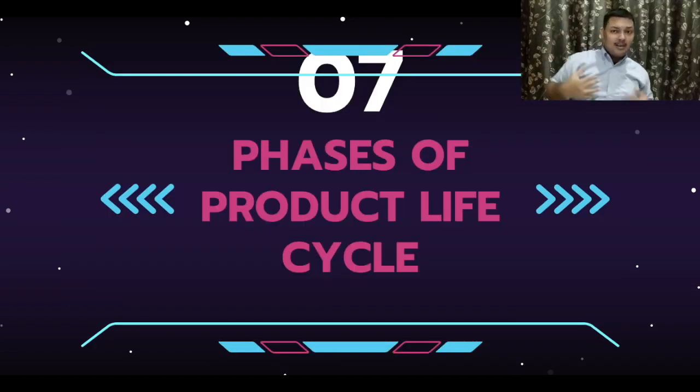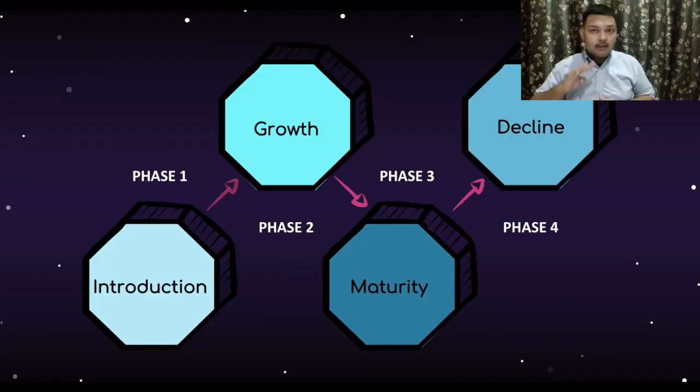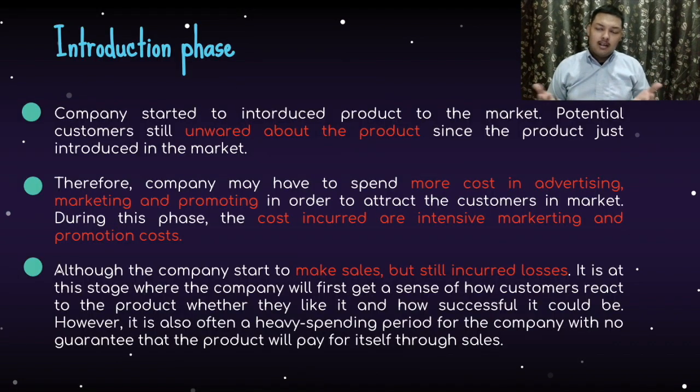Hey guys, my name is Muhammad Iman Alif, and I will explain to you regarding the phases of the product life cycle. There are 4 phases in the product life cycle: the first phase is introduction, the second phase is growth, the third phase is maturity, and the last one is decline. So, let's start with the introduction phase.